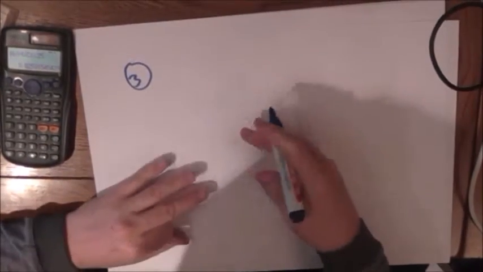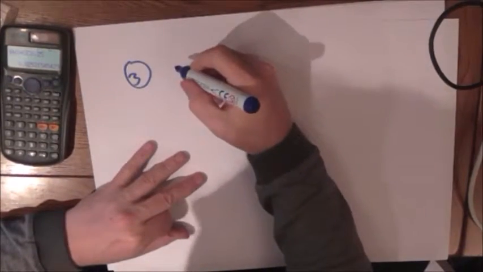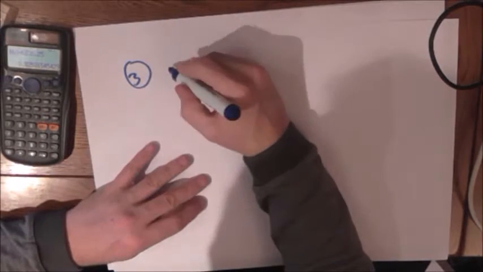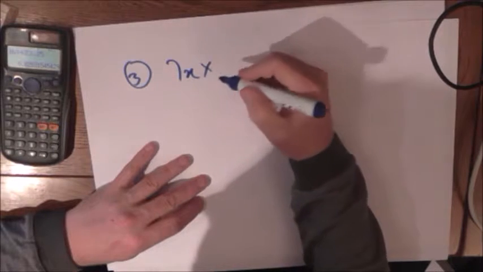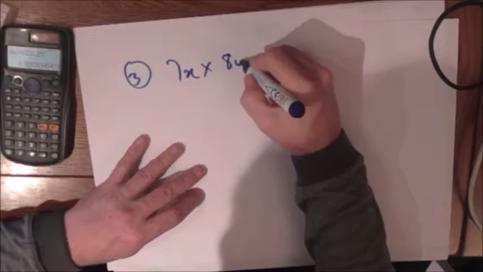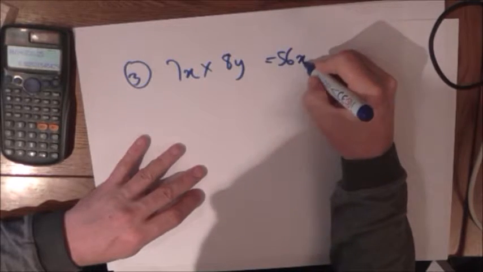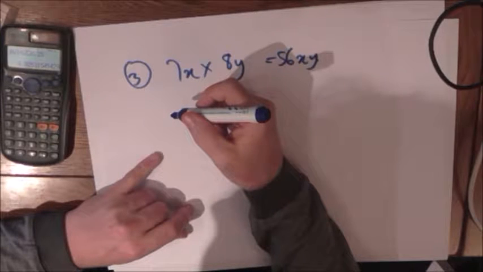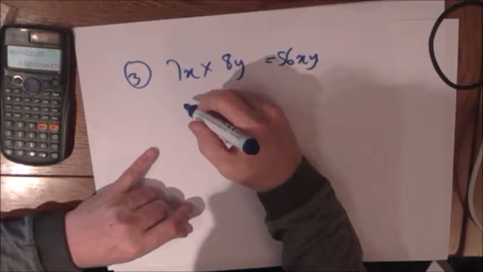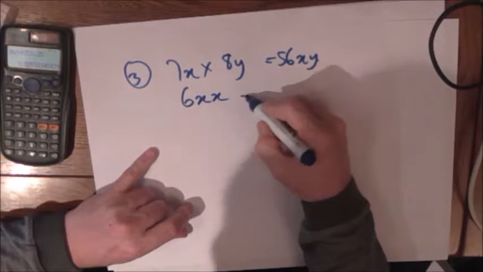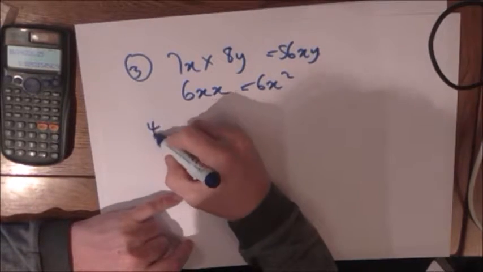Question number 3. There's a kite, half the product of the diagonals. You just have to halve one thing. Here I'm halving the longer diagonal, so it's 14x on the diagram, I'm using 7x. Leave the other one alone, so that's 56xy. Now, that's just a good old-fashioned rectangle, so 3x times 2x, which is 6x squared.